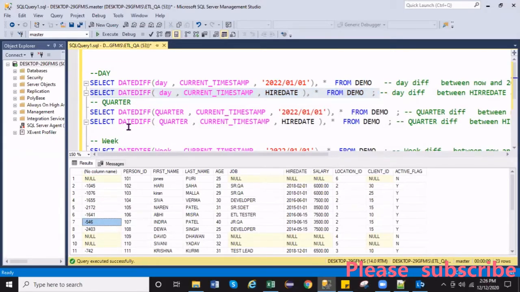Same as that. Now let's see the quarter difference, right? Quarter, as you know, we already discussed the quarter difference.